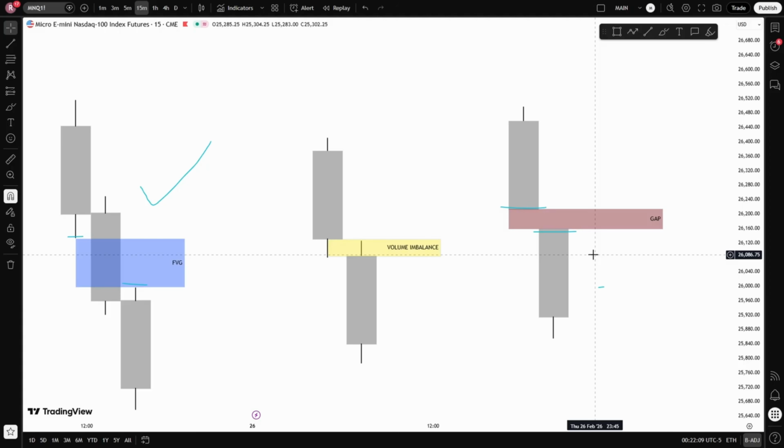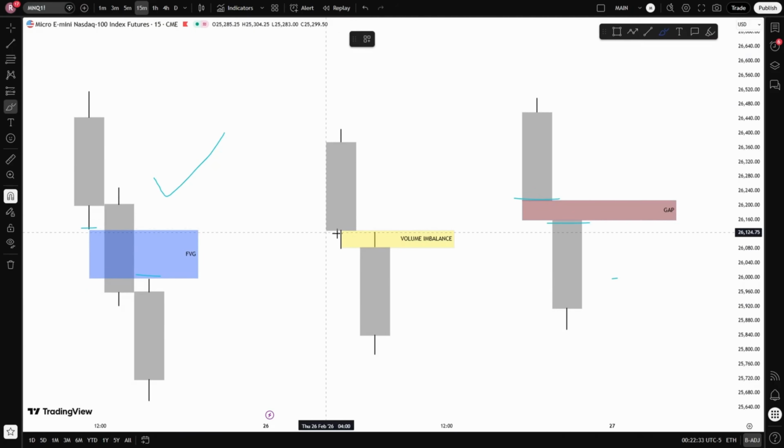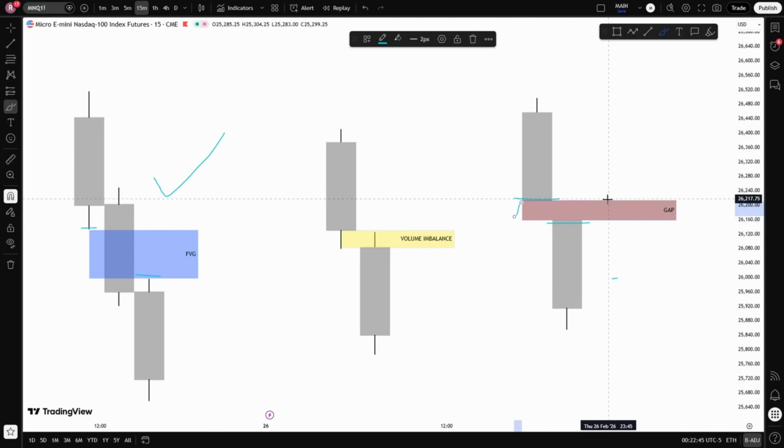A volume imbalance, on the other hand, may show a separation between the close and the open, but there is still overlap between the high and low of the candles. So trading did occur in that range, it was just inefficient between those two specific prices. So to summarize, a fair value gap is a 3-candle imbalance within price delivery. A volume imbalance is a gap between the close of one candle and the open of the next, but with some overlap in overall range. A true gap is a complete absence of trading between two levels. Understanding the difference helps you correctly identify what type of inefficiency you are dealing with on the chart.